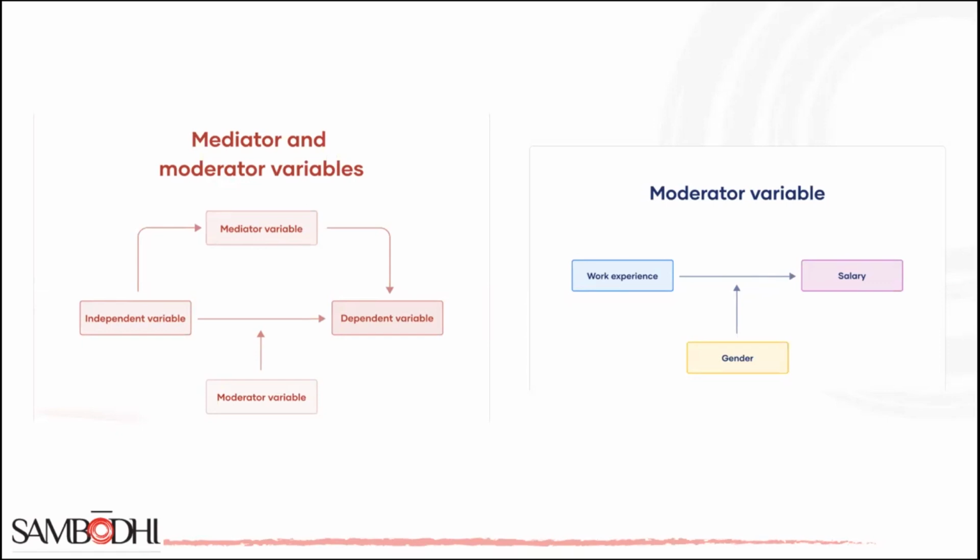In contrast, a moderator is something that acts upon the relationship between two variables and changes the direction and strength. For example, here, mental health status may moderate the relationship between sleep quality and academic achievement. The relationship might be stronger for people with a diagnosed mental health condition than for people without. So in a moderation relationship, you can draw an arrow from the moderator to the relationship between an IV and a DV.